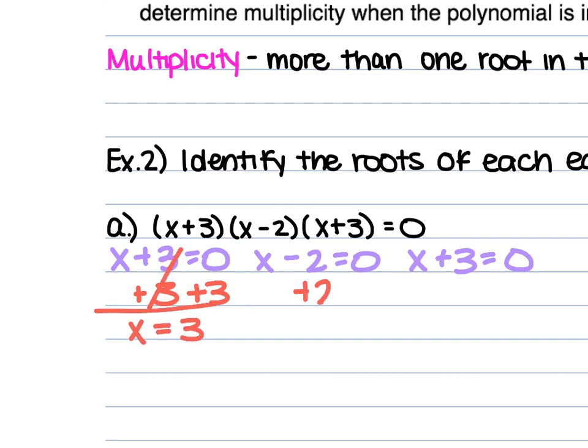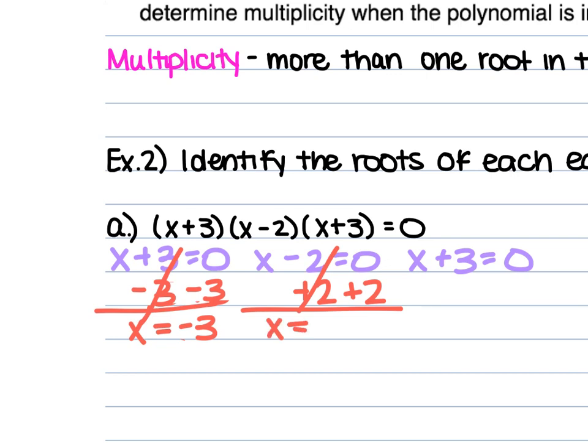We're going to add the 2 to both sides. Oops, this was supposed to be subtraction. Let's go back. This is supposed to be subtracting, so it's not a positive 3. Subtract 3 from both sides. We get x is equal to negative 3. There we go. If we added the 2 to both sides, we get x is equal to 2.